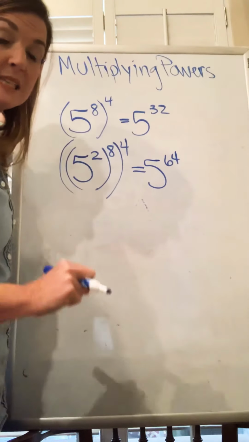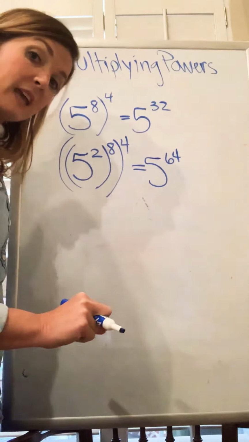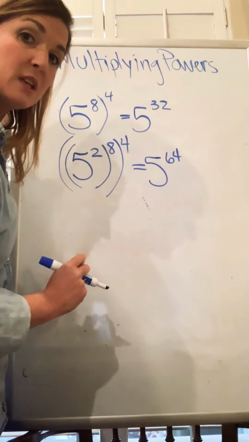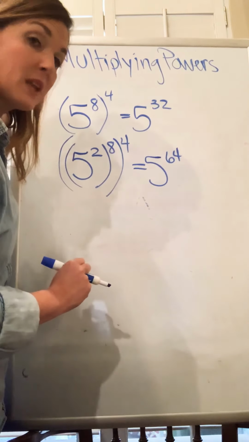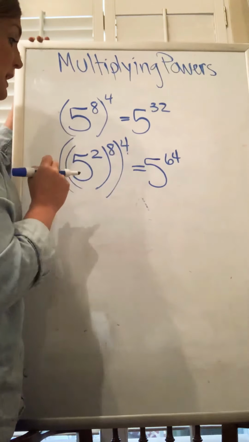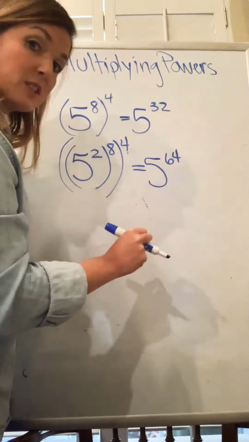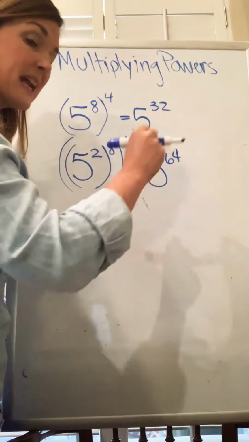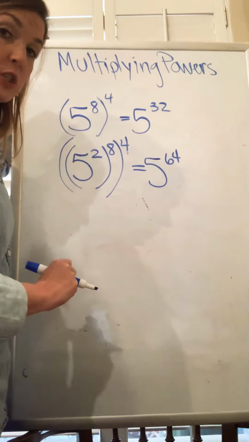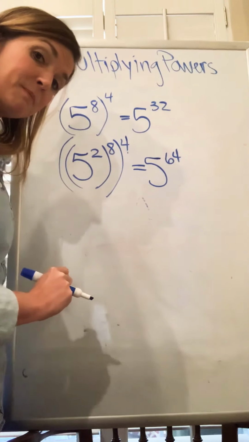You are not simplifying these. We are only taking them to a base raised to an exponent. So you're just taking your base and multiplying the exponents. This looks different than product of powers, where the base stays the same and I add the exponents. So make sure you understand the difference.